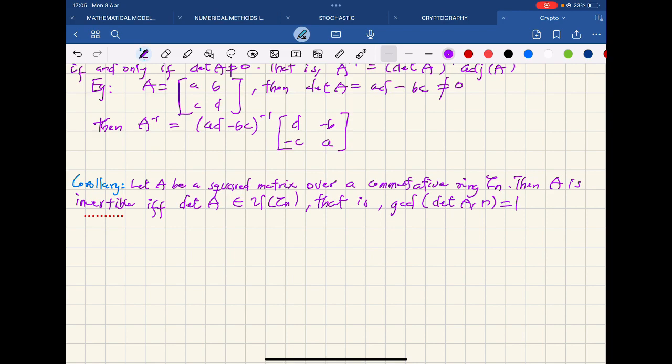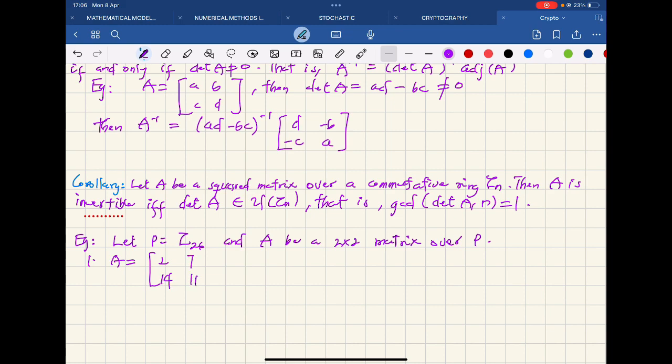Okay, so now let's look at an example. Let P be equal to the ring Z26 and A be a 2 by 2 matrix over P. Now, if A is equal to 2, 7, 14, and 11, the question is: is A invertible over Z26? Now let's check.